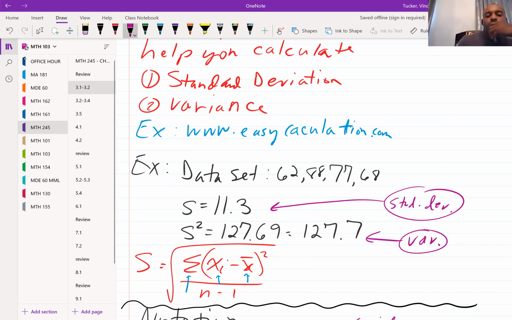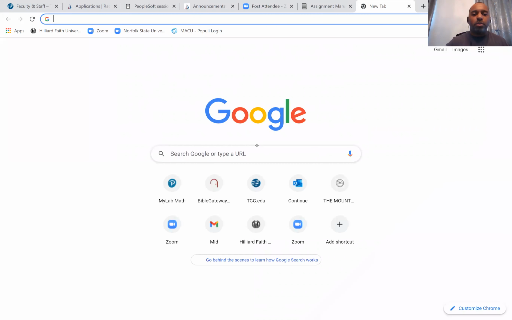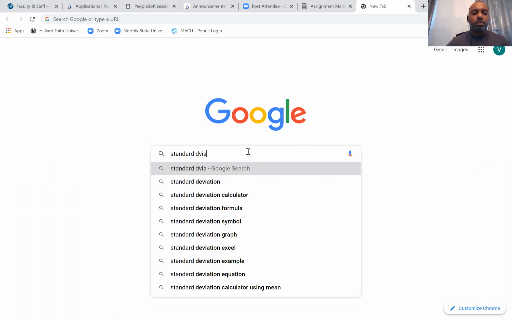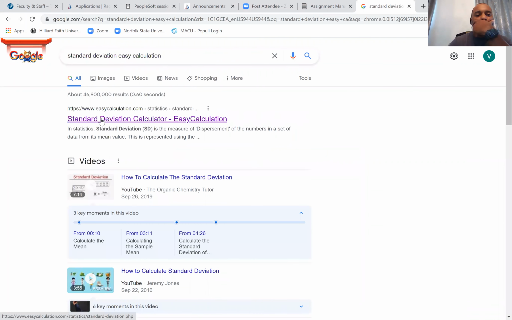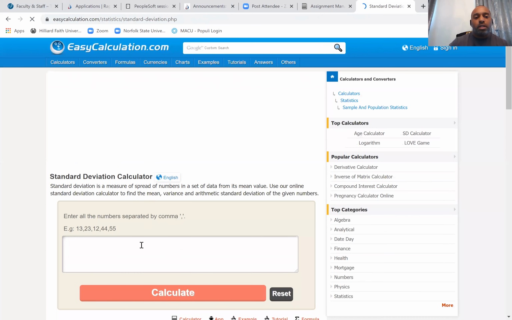All right, so let's go to the website. I would just go to Google and type standard deviation, then easy calculation. And so that'll be the first one, easycalculation.com. So once again, as far as Google is concerned, that's what you type in if you want to use easycalculation.com: standard deviation, that's what you're trying to find, and then easy calculation. Once again, you don't have to use this website, but that's just one that I know will work. And then also make sure you pay attention to the directions of whatever you decide to use.